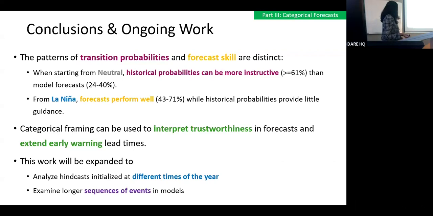So this is just a wrap up of that. And what we want to do next is try looking at whether this varies depending on the season in which you start your forecast and examine longer sequences of events. I'm actually going to the Bureau of Meteorology next week to have meetings with them about how we can use this kind of system to produce uncertainty bounding around the forecasts that they issue, or rather maybe even statements around confidence of a forecast.